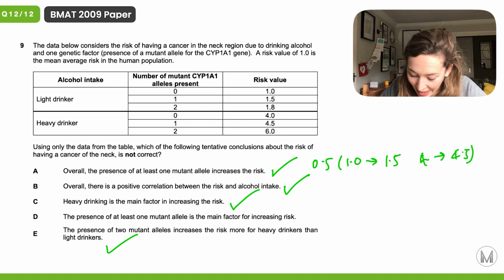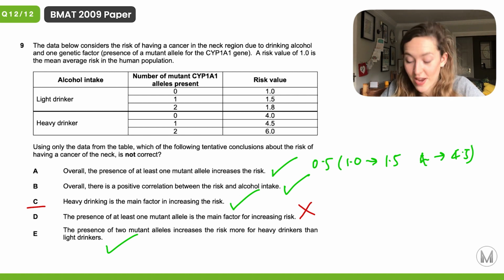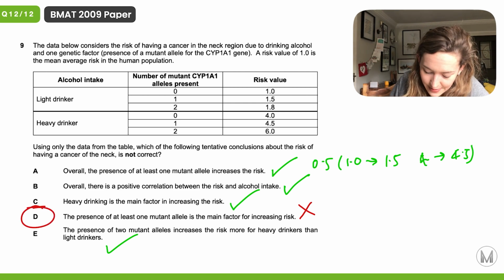And statement D, that is our incorrect statement. The presence of at least one mutant allele is the main factor for increasing risk. This is because it directly contradicts statement C, which tells us that it's heavy drinking. Heavy drinking is that proven main factor which increases the risk. Okay, so our answer is D.